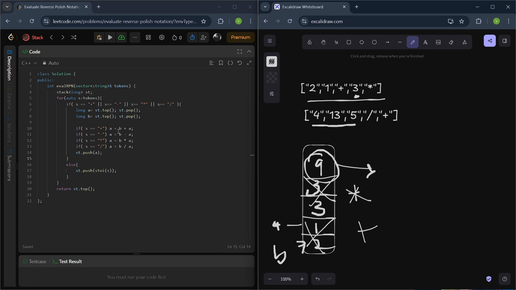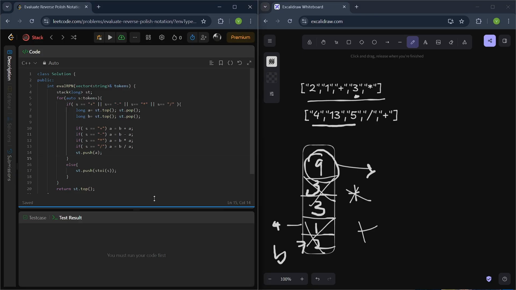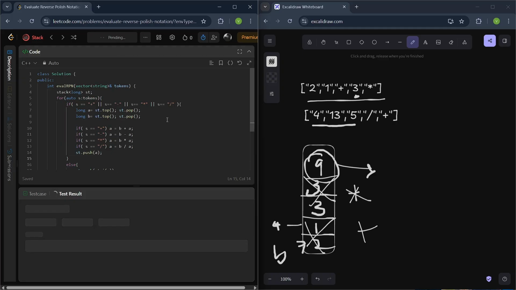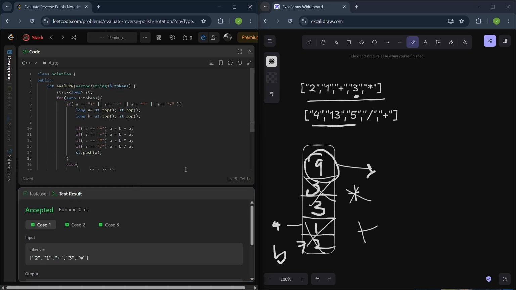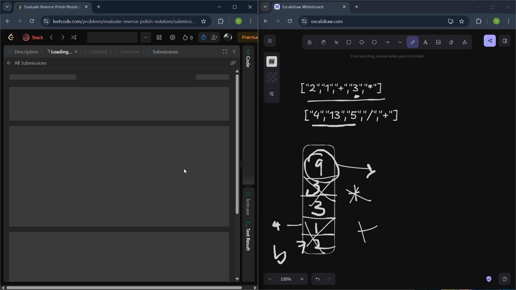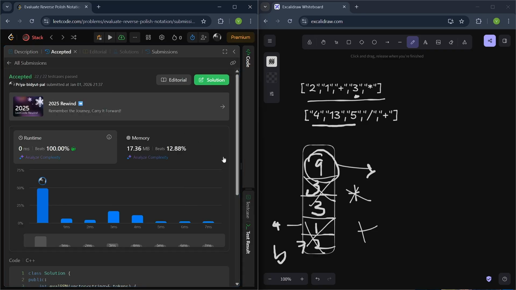And here I have considered b first because we are using the minus operation also, so I don't want the minus answer to come out wrong. Let's try to run it. Okay, now submit it. Let's see if our code is working well. Yep, it's working very fine.